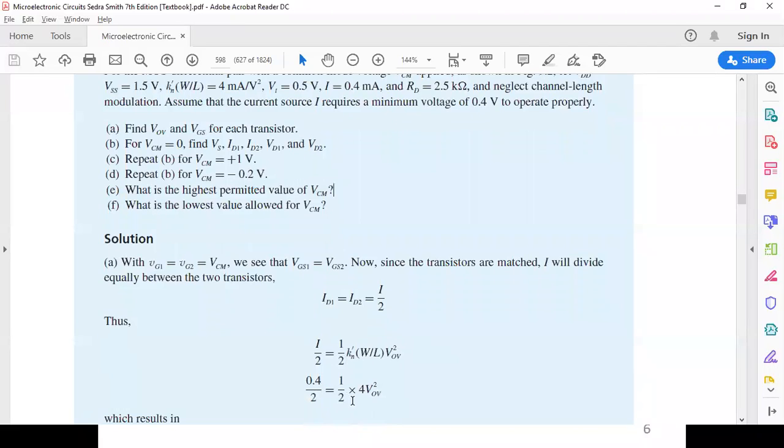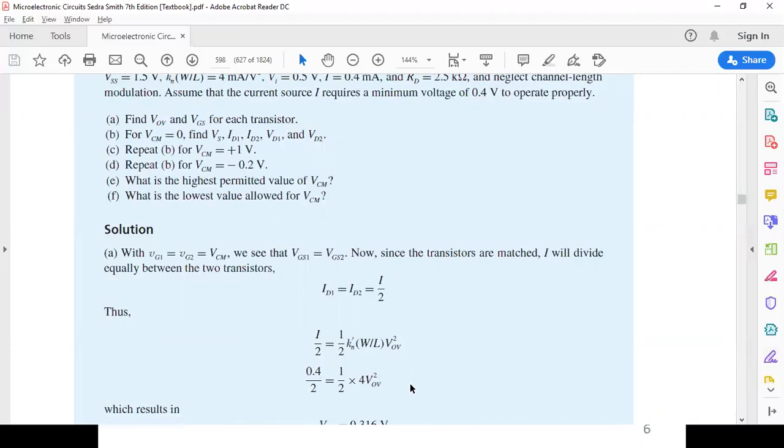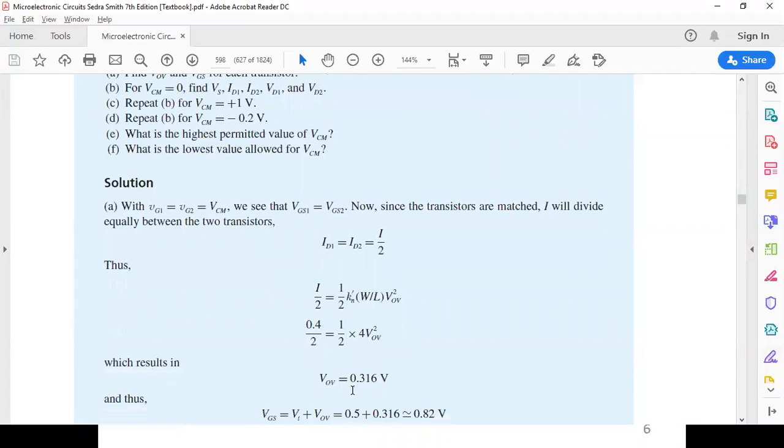Then if we substitute this here, you're going to have 0.2 equals I over 2, which equals half Kn prime W over L, which is 4 milliampere per volt square, times the overdrive voltage square. The milliamperes cancel out. So you solve for the overdrive voltage, and you find it is 0.316. Okay, so the overdrive voltage is 0.316.